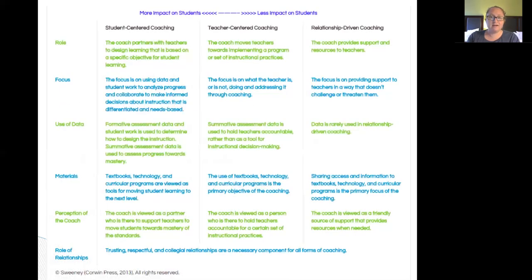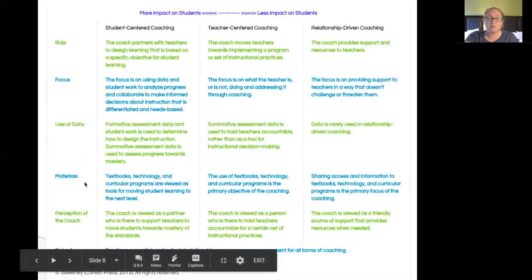Okay, now that you've done your thinking, this is just a nice visual by Diane Sweeney from her website. It's actually in a couple of her books too. That shows the difference between student-centered, teacher-centered, relationship-driven coaching. And what I like is it breaks down what is the role of each of those things? What should the focus be in each of those things? Because they're all different. How is data used in each one? Again, very different.